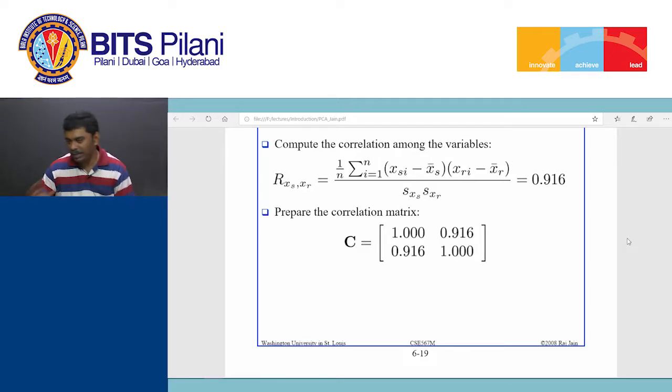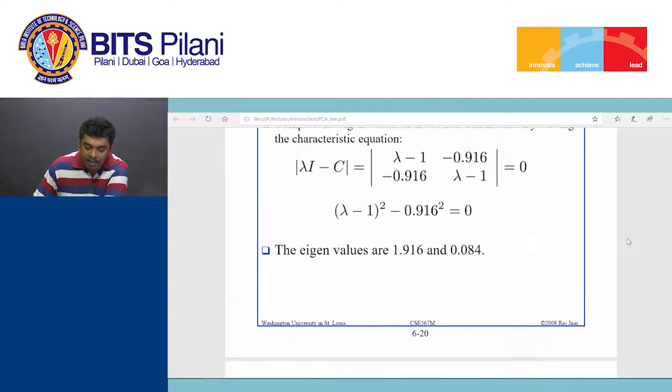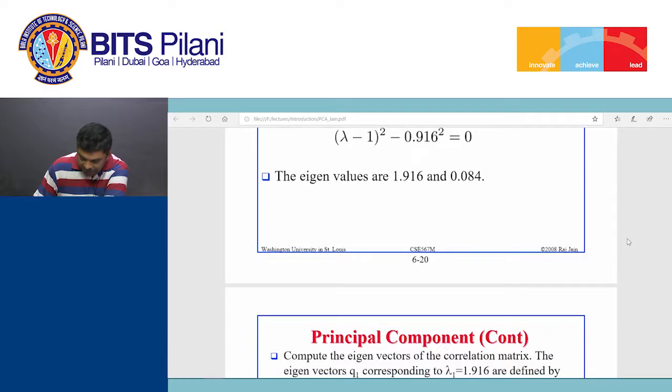If you recall, in the SVD lecture I said that if a matrix is real and symmetric, the corresponding eigenvalues are distinct, and that has an implication. We'll cover that in the next lecture. For now we are going to leverage that information, and we indeed see that's the case. The eigenvalues that you found are 1.916 and 0.084. These are real and distinct.